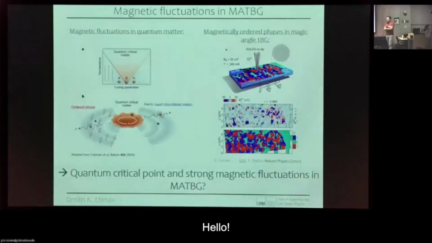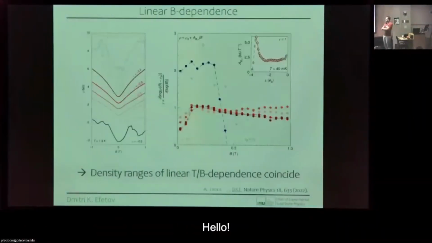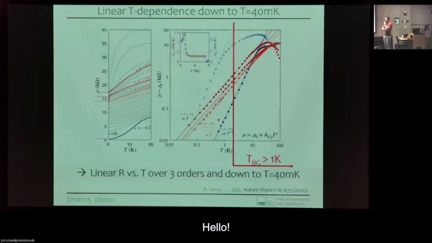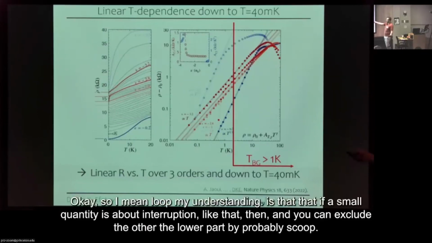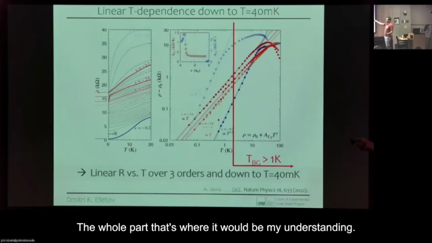Can you show this log plot again? Yes, here. So you see that for that temperature range, it could be the acoustic reason, right? But the other one, it's definitely strange. Is there any way to distinguish between these two linear behaviors? My understanding is that if a slope continues without interruption like that, and you can exclude the lower part by electron-phonon, then you can probably exclude the whole part by electron-phonon. That would be my understanding.